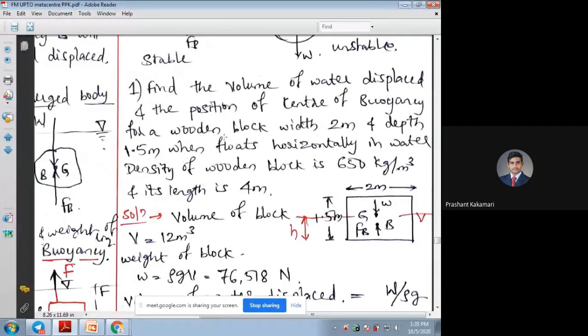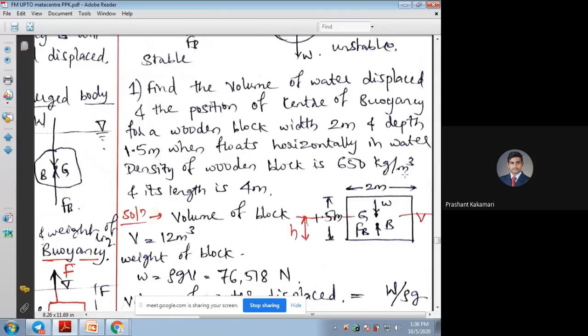See, wooden block is of standard dimension they have given. It's easy for us to find out the volume. Wooden block width is 2 meters, depth is 1.5 meters, when floats horizontally in water, density of the wooden block is 650 kg per meter cube. See, density of the wood is less than density of water by standard. It will float. Yes or no? So it will float, but to completely submerge inside the liquid, we have to apply some more force. If I apply some more force which will overcome this density, then it will sink. That is one understanding. But here we need to find out the replacement of volume. Whether it floats or not, we know. It will float because of the density variation. But how much volume of liquid is displaced and the position, that is the given question.